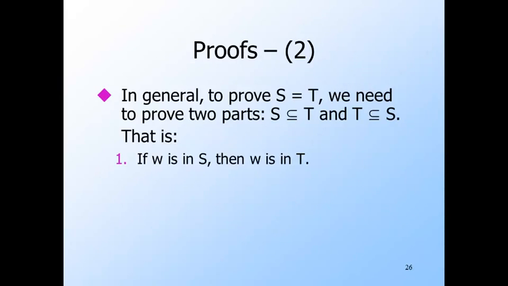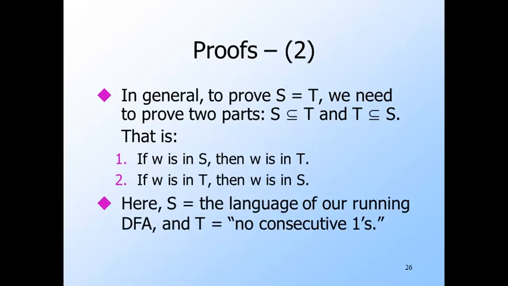That is, we start by assuming W is a member of one, say S, and we use that fact to prove W is in the other, T. Then we start over, and we assume W is in T, and we use that to prove W is also in S. In what follows, we take S to be the language of the DFA we have been playing with, and T to be the set of binary strings without consecutive ones.